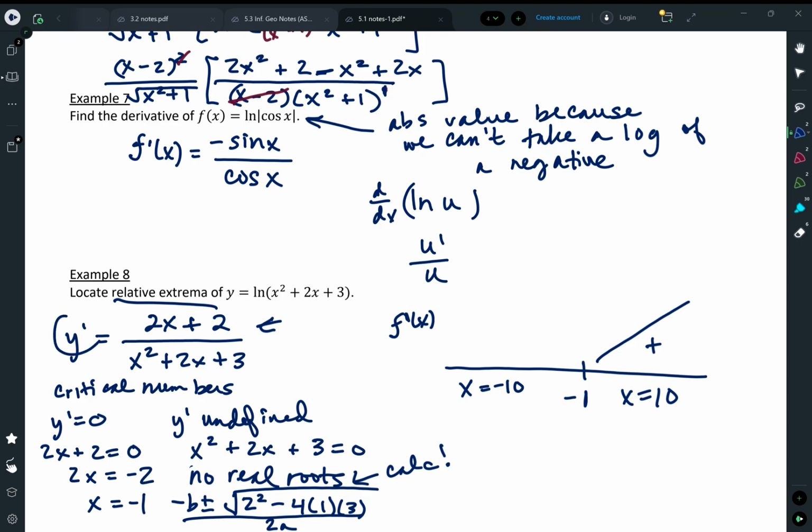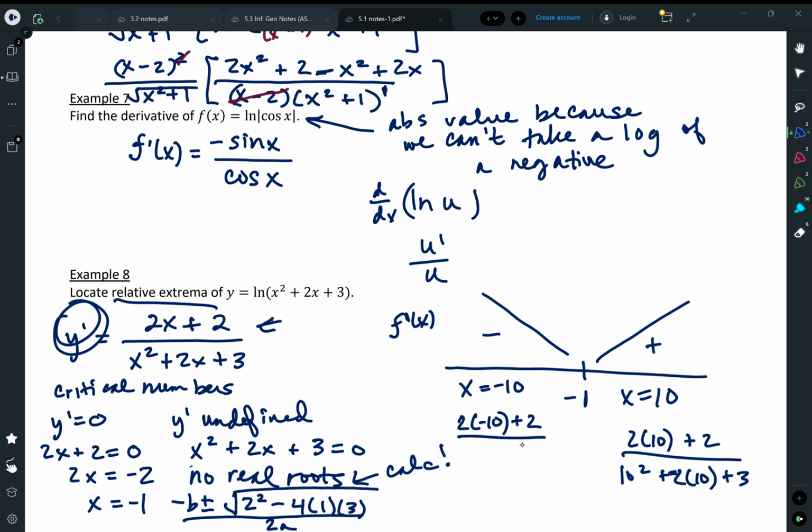So I'm looking at my y prime when I'm doing this chart. I almost looked at my original function. I did look at it and then I fixed it. So this would be a negative. So again, positive for this one because 2 times 10 plus 2 divided by 10 squared plus 2 times 10 plus 3 is a positive. The other one, 2 times negative 10 plus 2, that makes a negative. Denominator is still going to be positive though, right? Because negative 10 squared is such a big number, it doesn't matter that 2 times negative 10 is a negative. That's going to be negative.